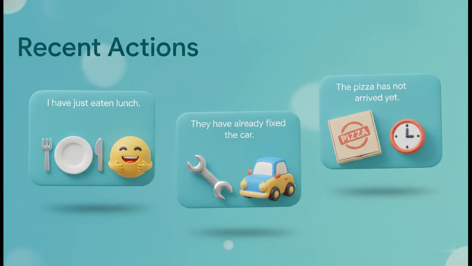Here's an affirmative sentence. I have just eaten lunch. So what's the result? The result is that I'm not hungry right now. Another affirmative sentence. They have already fixed the car. The result there is that you can drive it to the store right now. And here's a negative example, or something you'd use with a question word. The pizza has not arrived yet. The result is you're still waiting for your food.